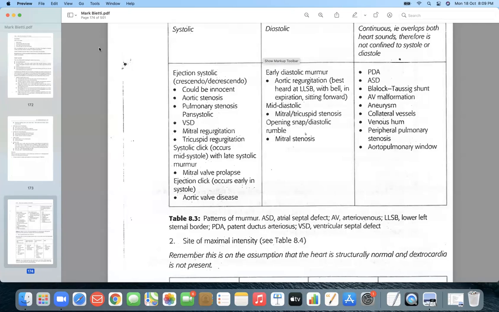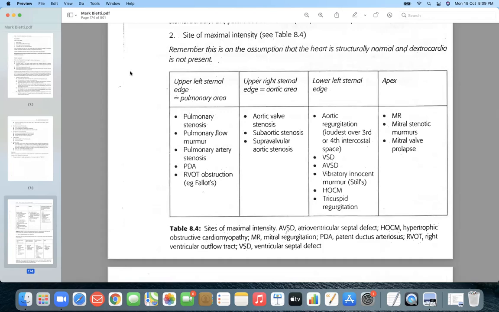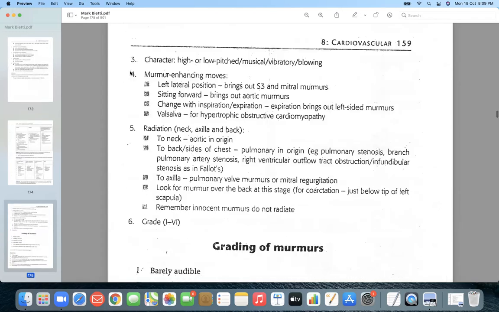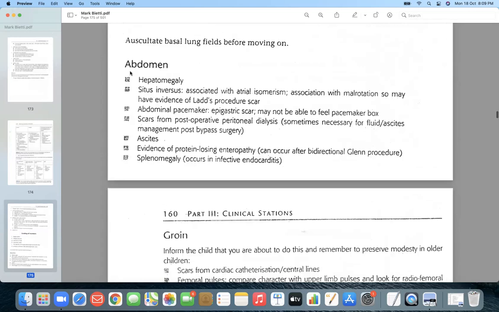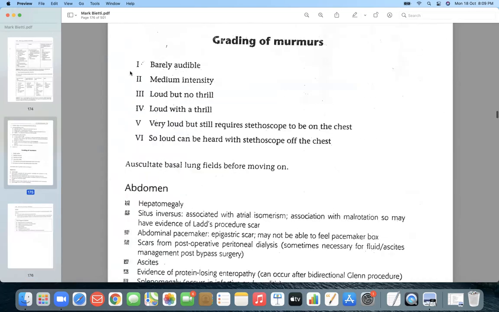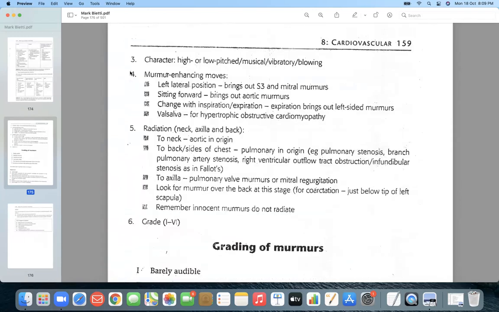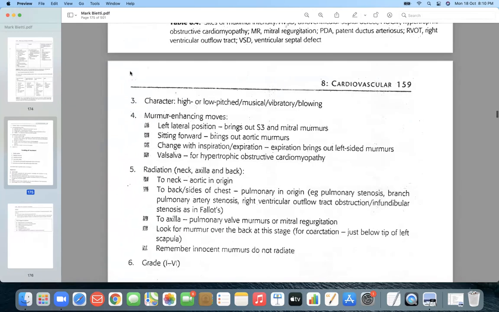Some murmurs, like Still's murmur, we heard in the lying down position or sitting position. The aortic regurgitation murmur you hear when you lean forward. Aortic regurgitation, as Dr. Yasir said, when you lean forward with expiration, you can hear that better. That's called Corrigan sign, right, Dr. Yasir? Yes, I don't know about the sign, but that I know.